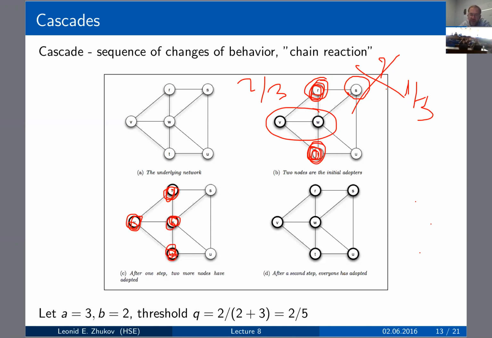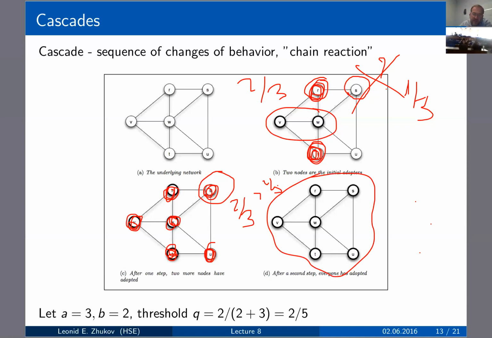Now we can come back to S and reevaluate. And now S has 2/3 of his friends on the new technology. Well, 2/3 is greater than 2/5. So now S will switch. And eventually, this new technology will take over the entire network.